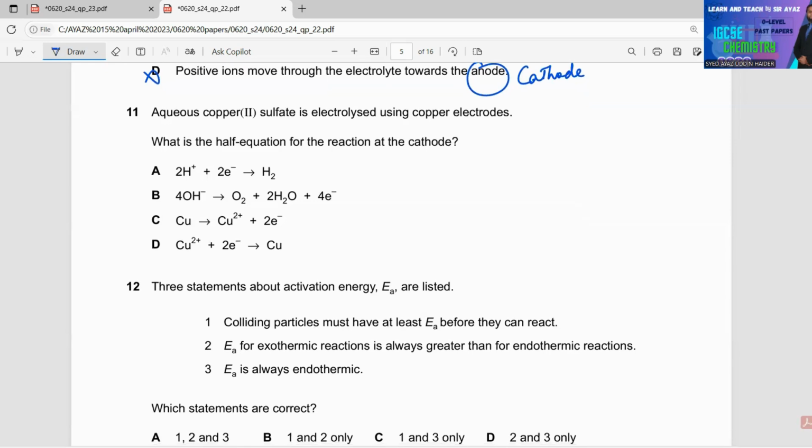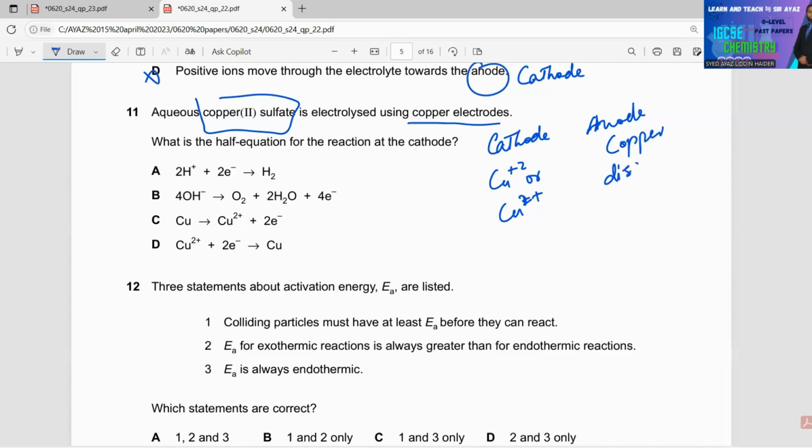Number 11. Aqueous copper(II) sulfate is electrolyzed using copper electrodes. What is the half equation for the reaction at the cathode? Now, if you are using copper electrodes, at the cathode the Cu2+ ion moves in order to gain electrons, and at the anode copper dissolves to compensate for the loss of Cu2+ ions in the solution. So the equation at the cathode must be the Cu2+ ion gaining electrons. So D must be the right answer in this case.